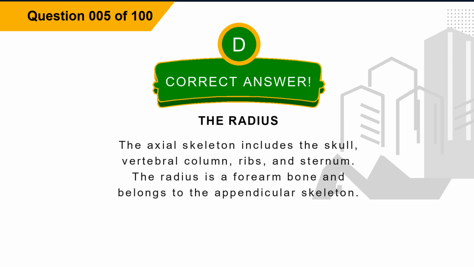Explanation. The axial skeleton includes the skull, vertebral column, ribs, and sternum. The radius is a forearm bone and belongs to the appendicular skeleton.